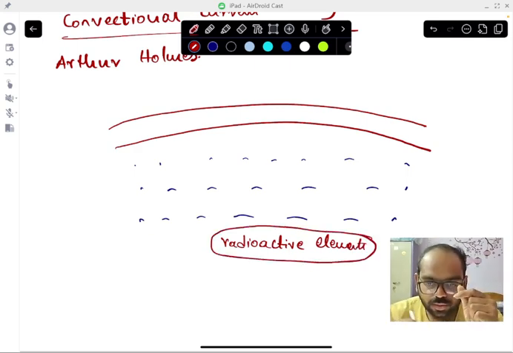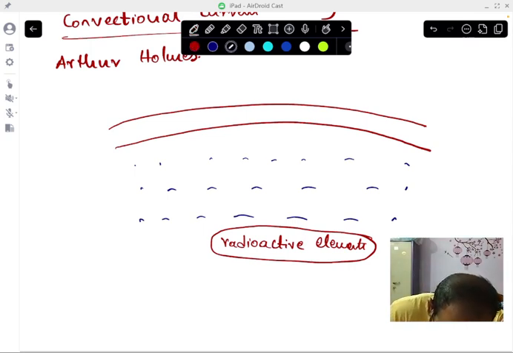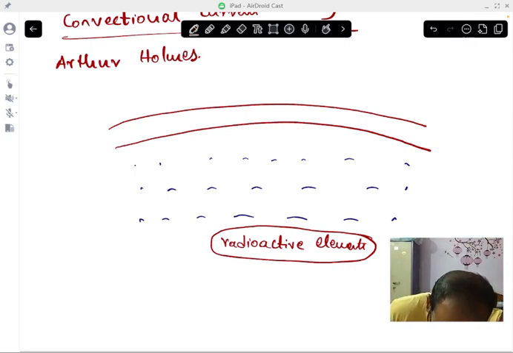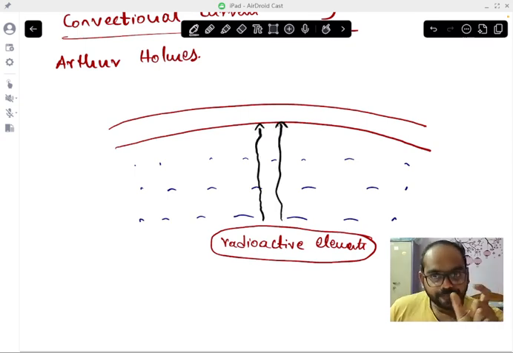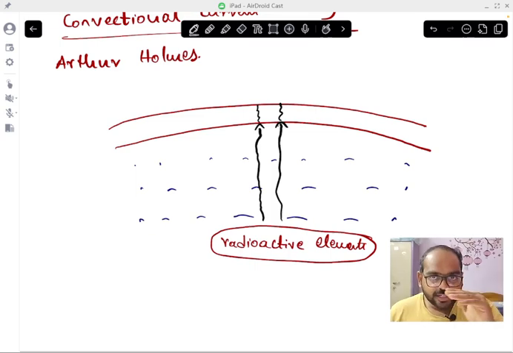Due to radioactive decay, that is, the elements are getting decayed and emitting energy in the form of heat, and this energy is heating up the magma. Then what happens? Magma starts rising upwards, and by rising upwards, it is developing cracks in the crustal part.